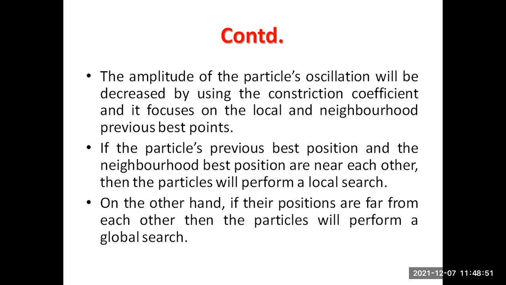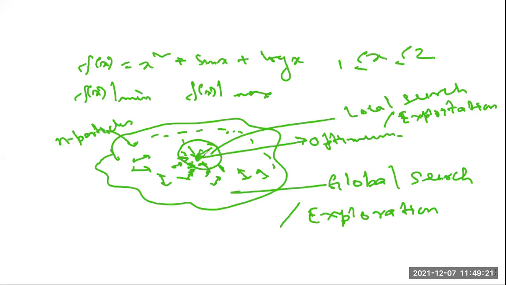actually perform which search? Who can tell? Let us say the particle is near to the optimum solution. Will the particle perform the local search or will it perform the global search? Who can tell this? Please tell me. If any particle is near to the solution, whether that particular particle will perform the local search or the global search.